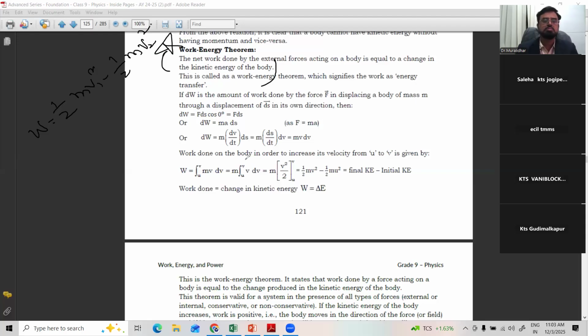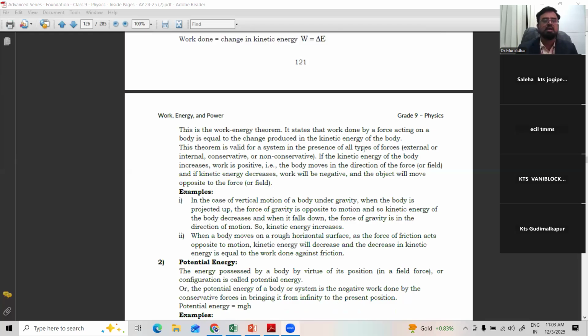Here v1 is the initial velocity, and v2 is the final velocity. Then what is the change in kinetic energy? Final kinetic energy minus initial kinetic energy will give the work done. So work done on a system is equal to the change in kinetic energy. That is the statement of the work energy theorem. Right?